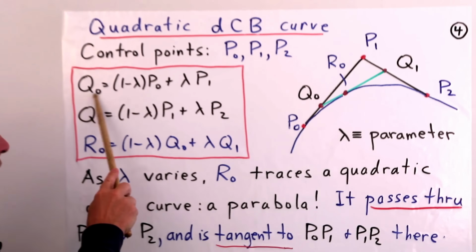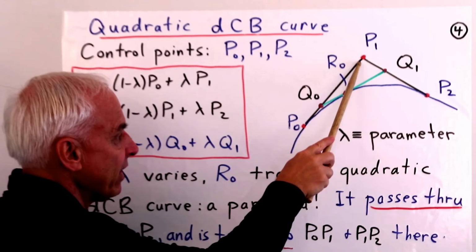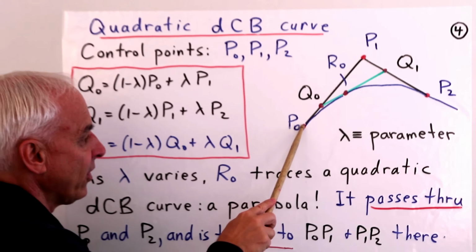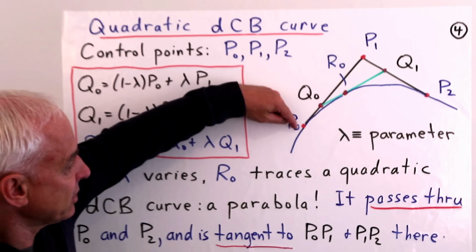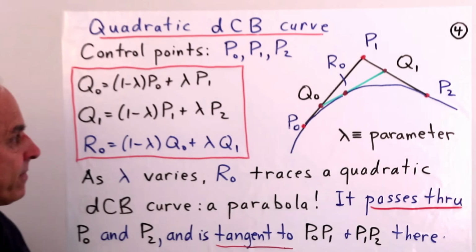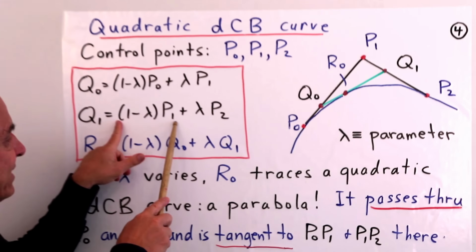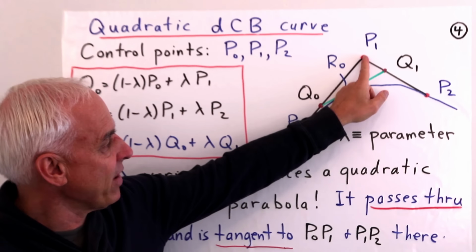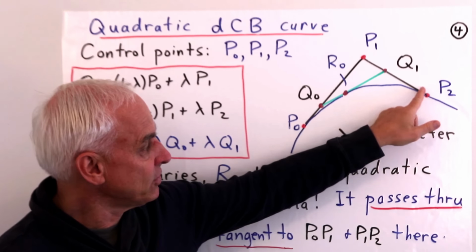Okay, so Q0 is 1 minus lambda P0 plus lambda P1. So it's exactly a convex combination of P0 and P1. Lambda equals 0, we're here, and lambda equals 1, we're here. So the Q0 is moving from here to here as lambda goes from 0 to 1. And exactly parallelly, Q1 is 1 minus lambda P1 plus lambda P2. So it's moving in a corresponding way from P1 to P2 as lambda goes from 0 to 1.